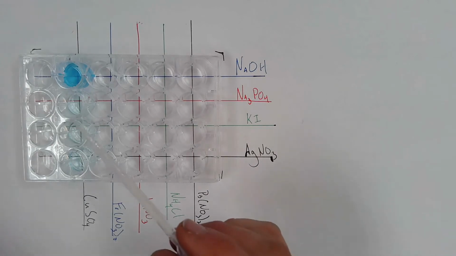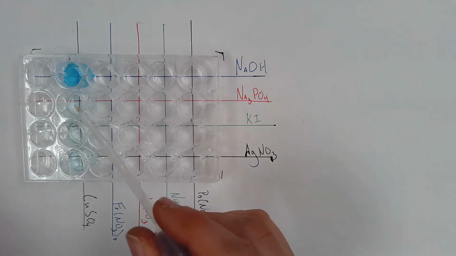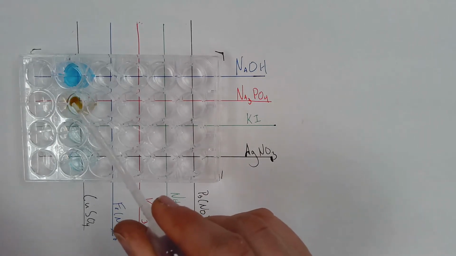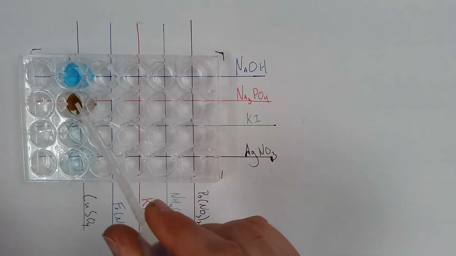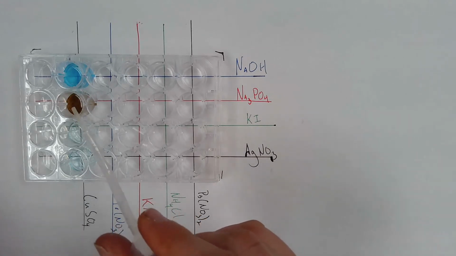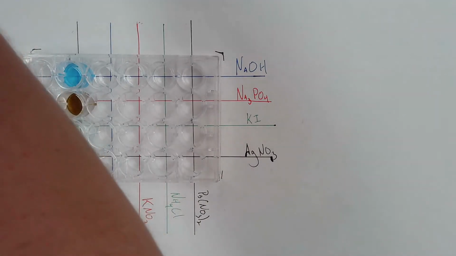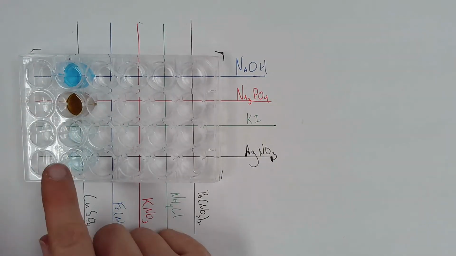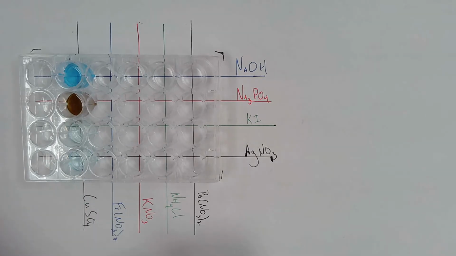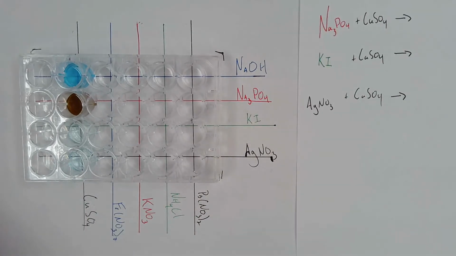All right, so let's check our hypothesis. Hey, look at that. Really beautiful color change. I mean, okay, look, it's kind of brown and ugly. But we got a color change, right? A color change is a definitive sign of a reaction. Let's take another look at the reaction.